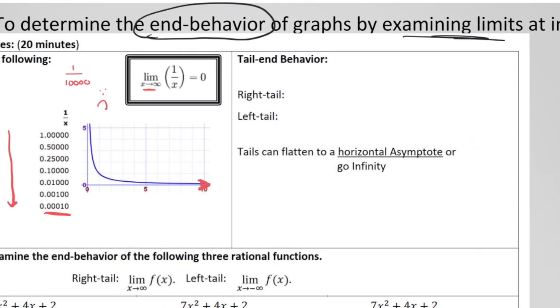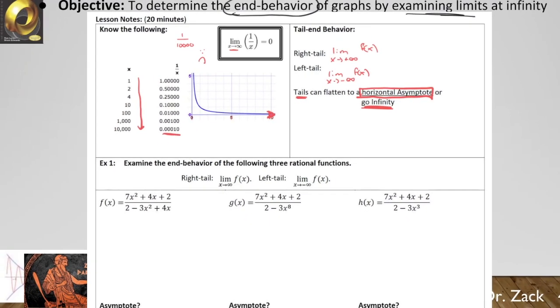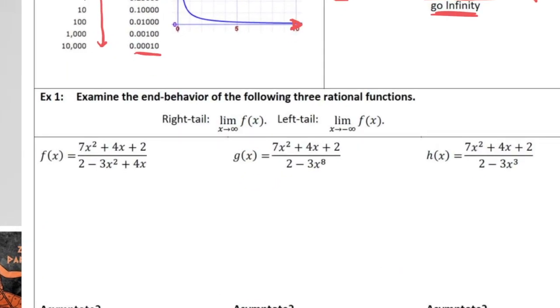All right, with that, let's talk about tail end behavior. If you take the limit as x goes to positive infinity for your function, that means you're looking at the right tail. If you take the limit as x goes to negative infinity, that means you're looking at the left tail. Now, two things can happen. You can find a horizontal asymptote for many functions, or your answer is going to go to infinity. If they go to infinity, you could have an oblique asymptote.